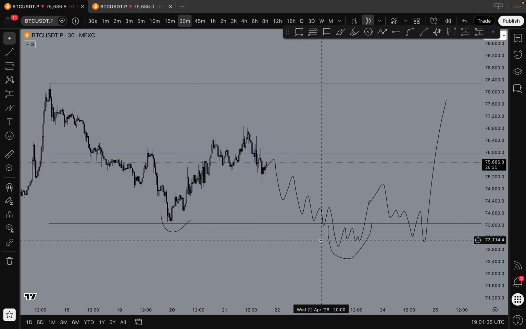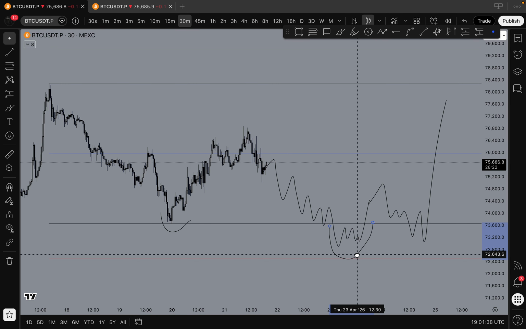Let's say you take out the range lows during a full moon or either blood moon or whatever.